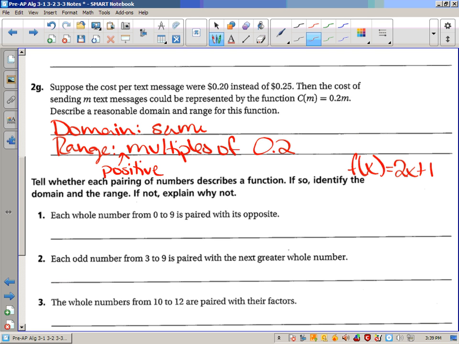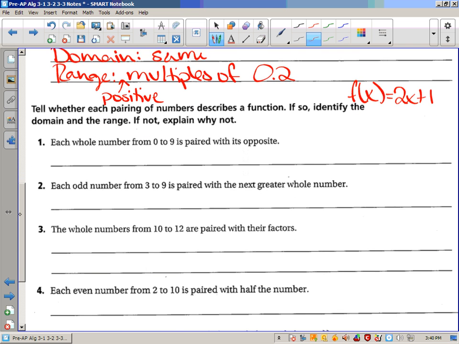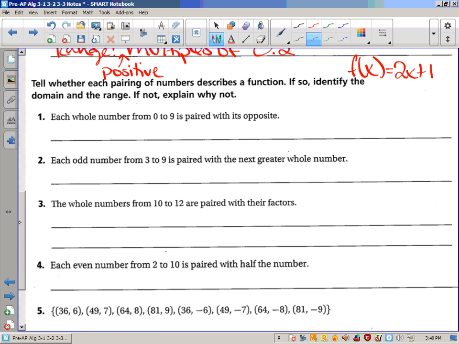And then we also talked about discrete versus continuous. Discrete means I can't connect the dots. It doesn't make sense in the context of the problem. Continuous means I can connect the dots. I can have values in between or an infinite number of possible values. So on your homework, you're going to have to be able to distinguish between discrete and continuous. Let's take a look at these examples.